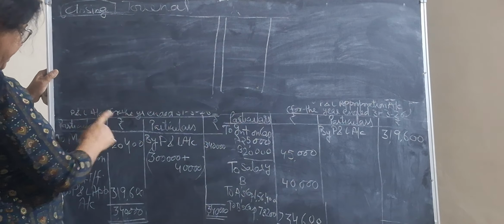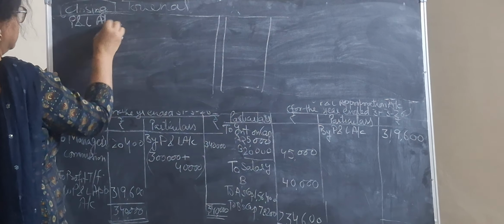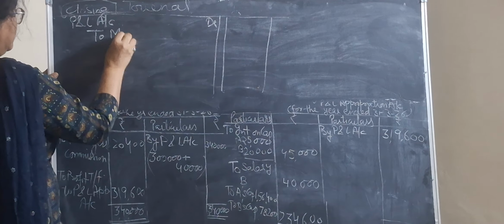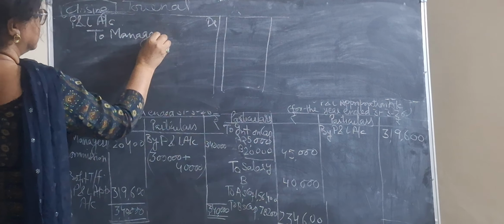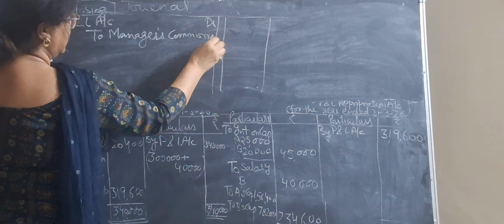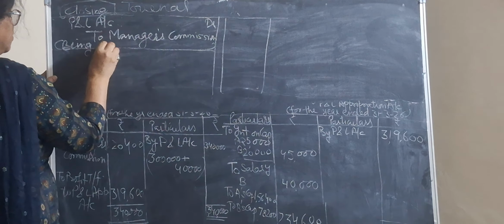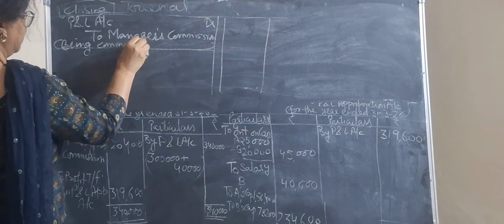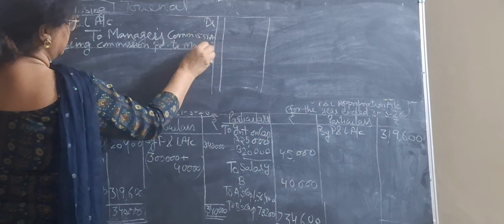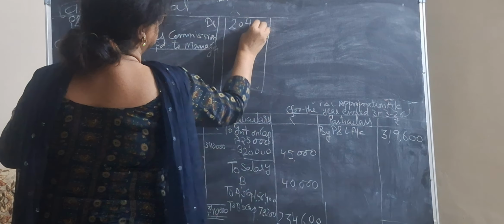So here, the P&L account debited to manager's commission, being commission paid to manager. It comes out to be 20,400 rupees.